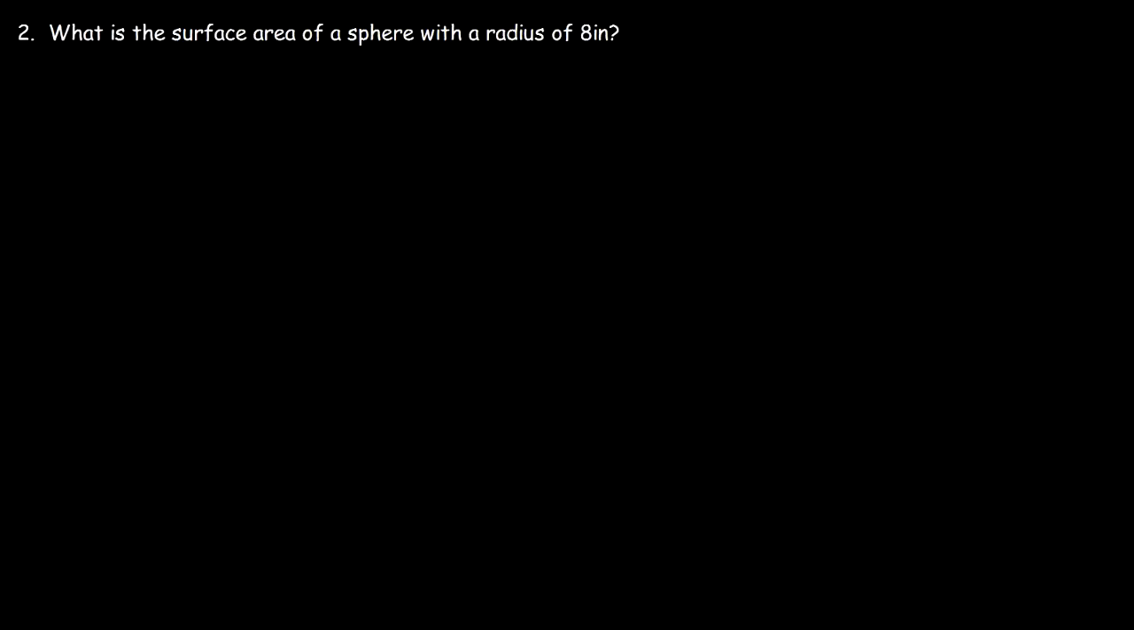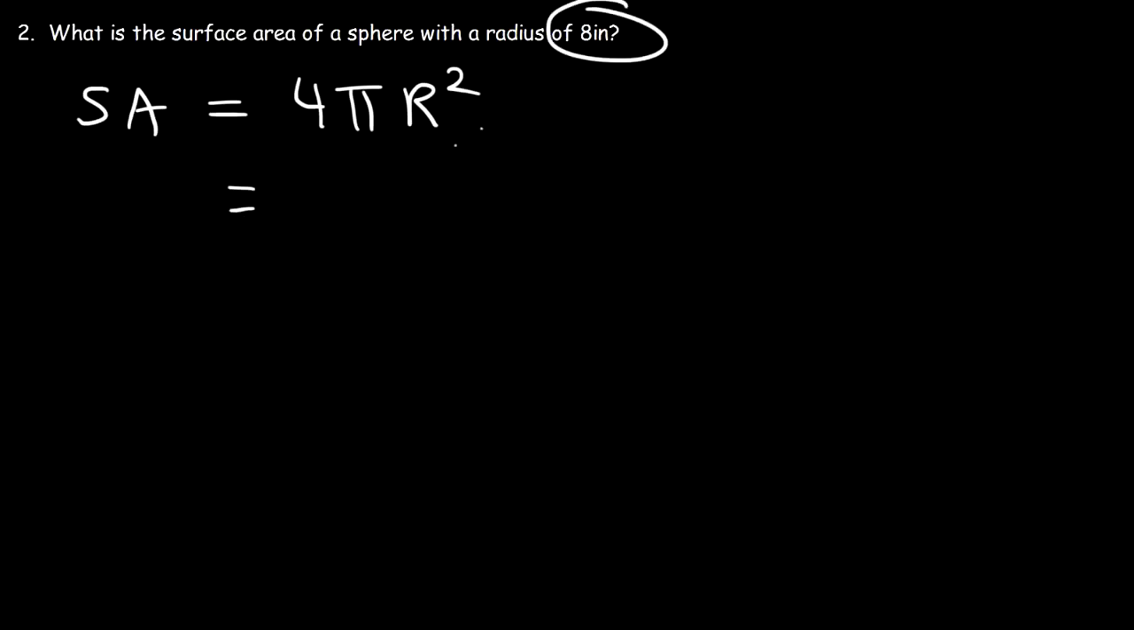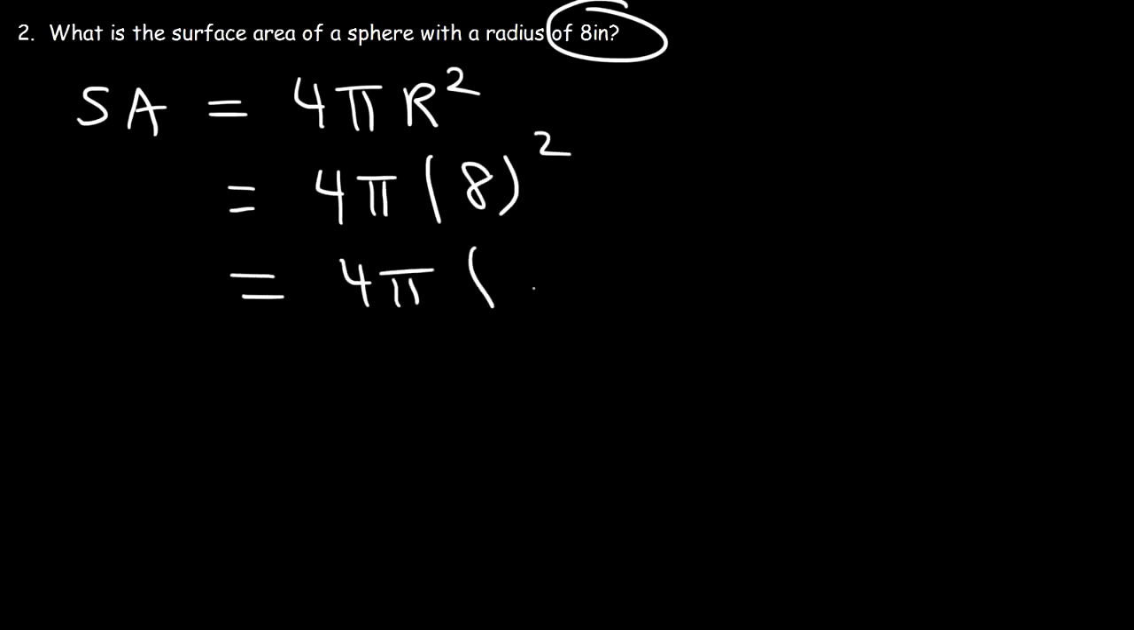Number 2. What is the surface area of a sphere with a radius of 8 inches? Well, let's begin by writing the formula first. The surface area is 4 pi times r squared. And we already have the value of r. It's 8 inches. So it's 4 pi times 8 squared. 8 squared, or 8 times 8, that's 64. And if you multiply 64 by 4, that's going to give you 256. So the answer is 256 pi.